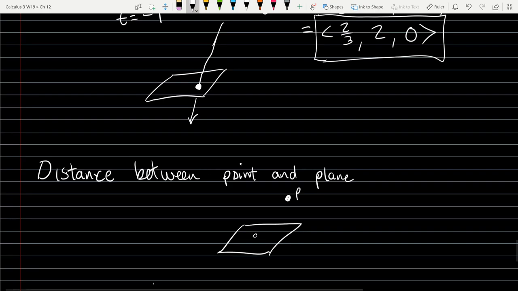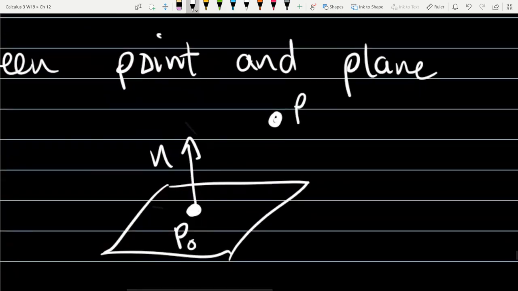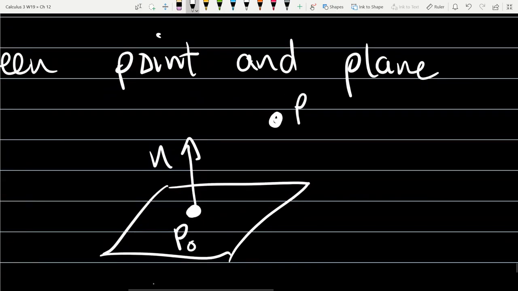Alright, so the plane, when we're given a plane, we're given it with a point, P naught, and a vector, the normal. All we're going to do is find this vector. P, I think we used P naught P before, so I'll draw it that direction, P naught P. And all we need to do is project. We're going to project P naught P onto N and find the magnitude.